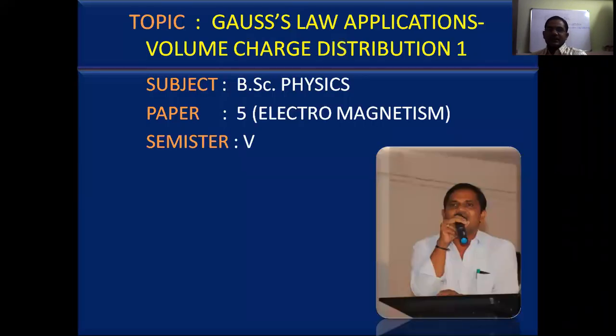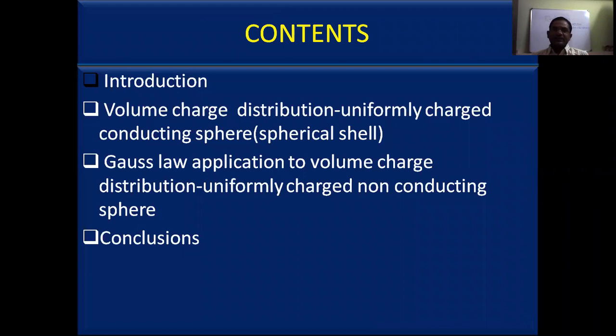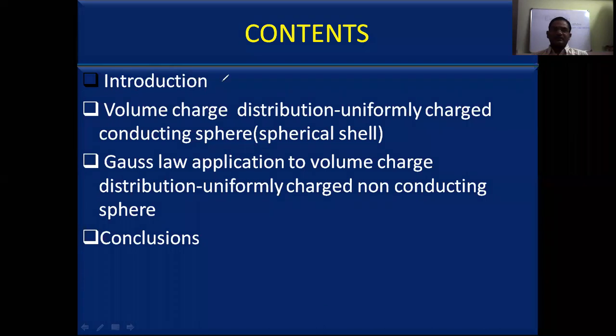In the present class, I am going to discuss the topic Gauss law applications in the case of volume charge distribution. This is Basic Physics 5th semester Electromagnetism first unit syllabus. The contents of the present lecture are introduction, then volume charge distribution, uniformly charged conducting sphere. After that, we will discuss Gauss law application to volume charge distribution in the case of uniformly charged non-conducting sphere. Lastly, we will see the conclusions.